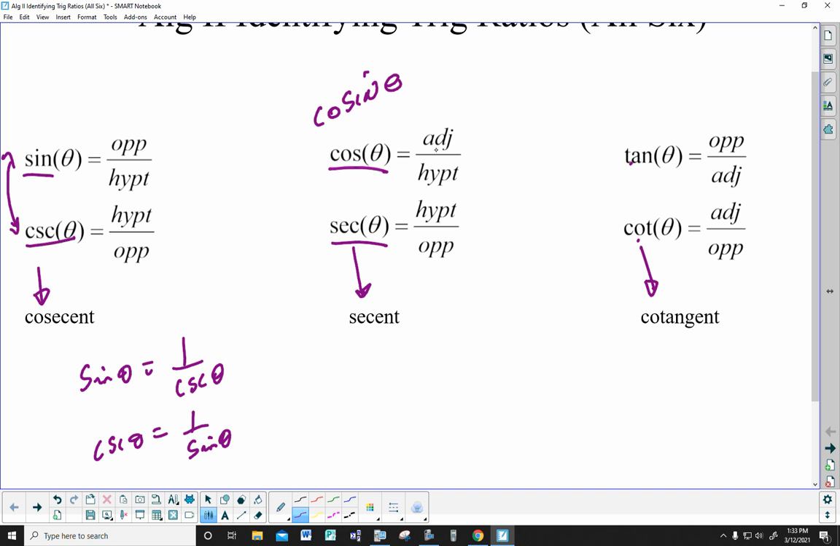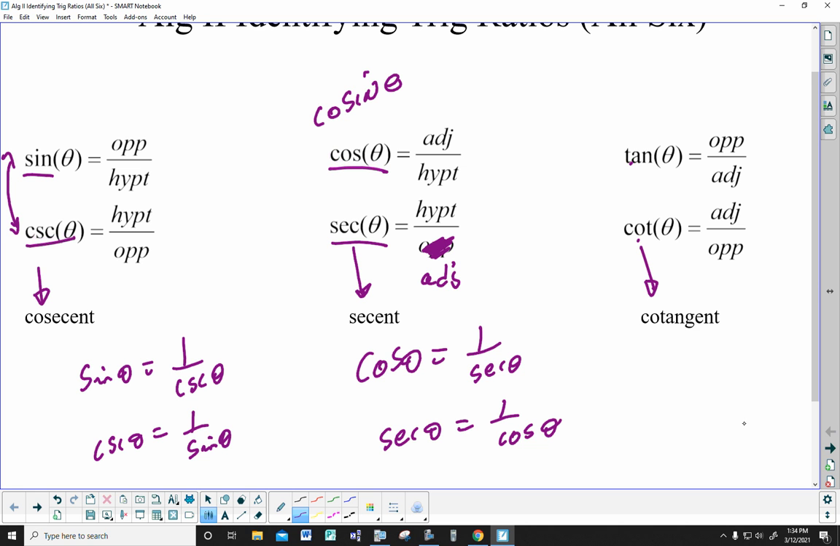Cosine and secant. Oops, I got this typo wrong. That's adjacent. Sorry about that, you guys. That's adjacent. Okay? They're reciprocals of each other. Okay? So, cosine of theta is equal to 1 over secant, or secant of theta is 1 over cosine theta. Again, they're reciprocals of each other. Tangent, cotangent. They're reciprocals of each other.